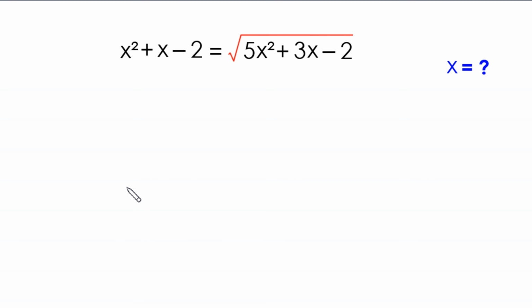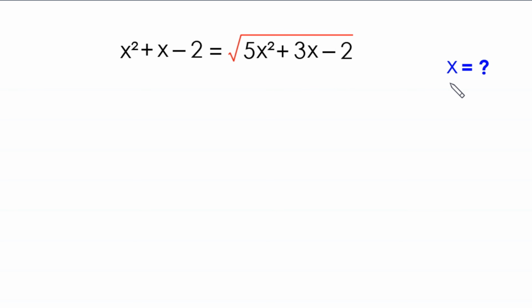Hello everyone, welcome to how to solve this very nice radical equation: x squared plus x minus 2 equals the square root of 5x squared plus 3x minus 2. Our job is to find all possible values of x.